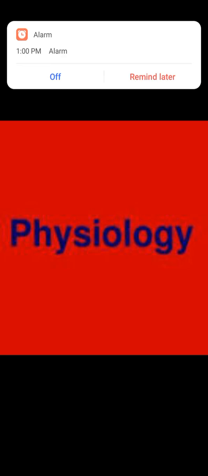The general design of the central nervous system. Neuron, the basic functional unit. The central nervous system contains more than 100 billion neurons.